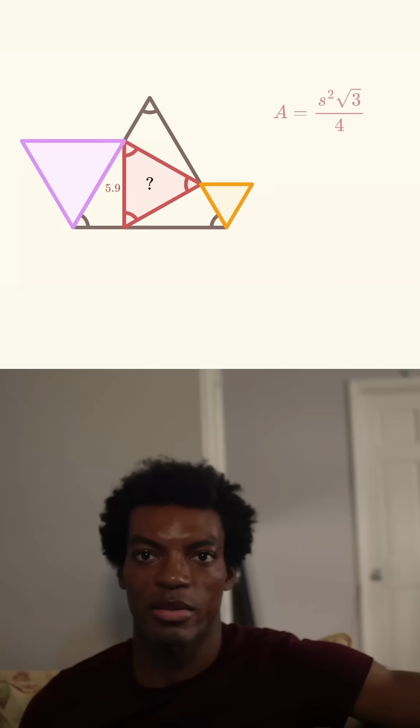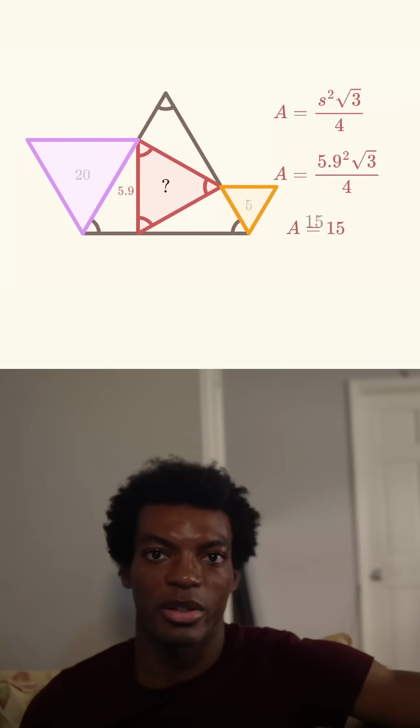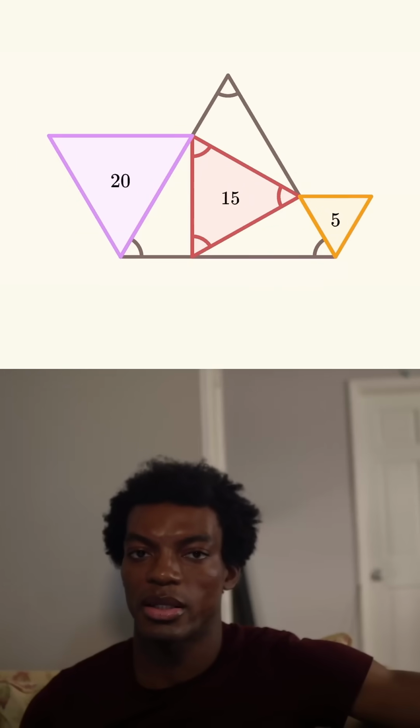Now that we know the side lengths of the red triangle, we can use the equilateral area formula from earlier to find the area, which is exactly 15.